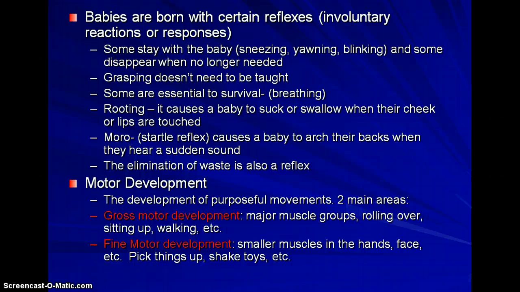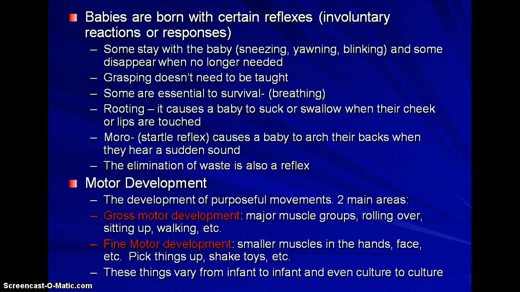It's quite a difficult process to learn to speak. You have to work your mouth, your lips, your tongue, your lungs, everything has to work together, otherwise you don't get the right sounds. And these things vary from infant to infant and even from culture to culture. Some of you learned to walk at about a year, some of you took a year and a half, and in primitive cultures they learn to walk much faster than we do in ours.